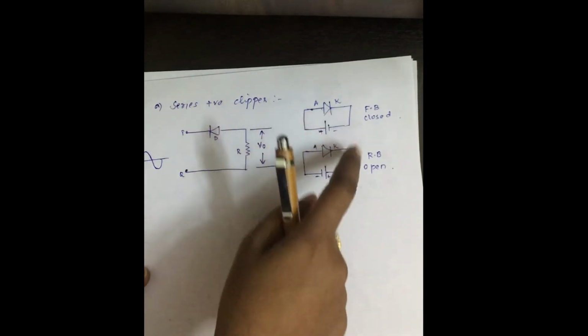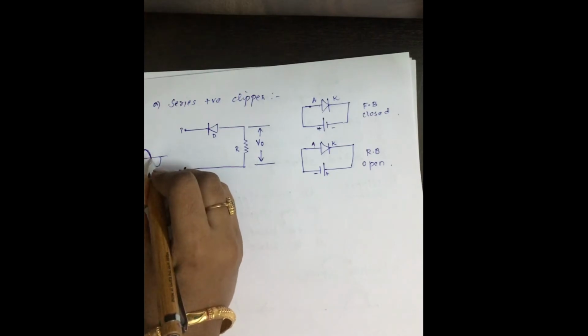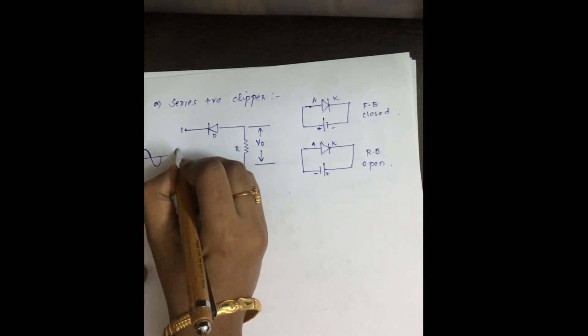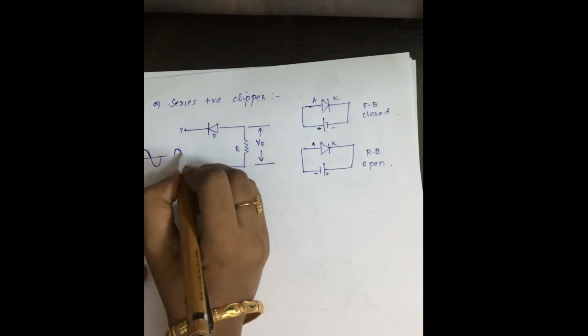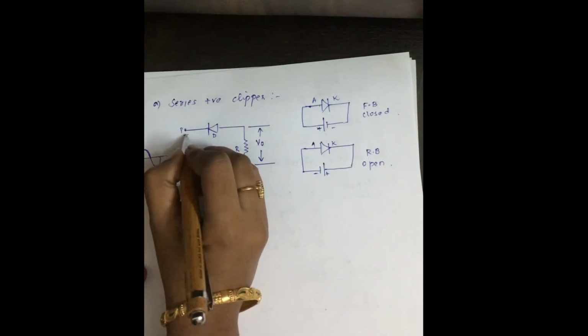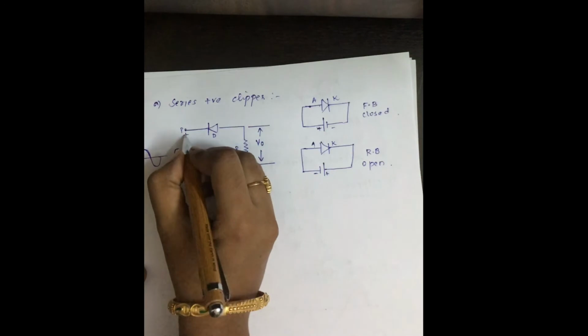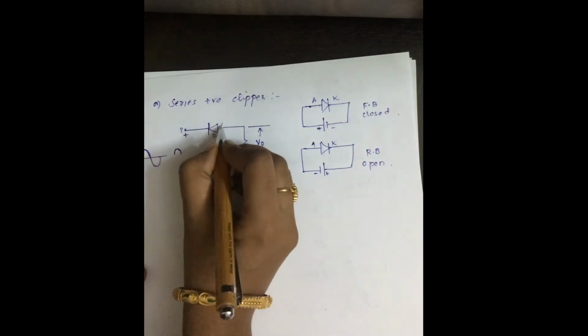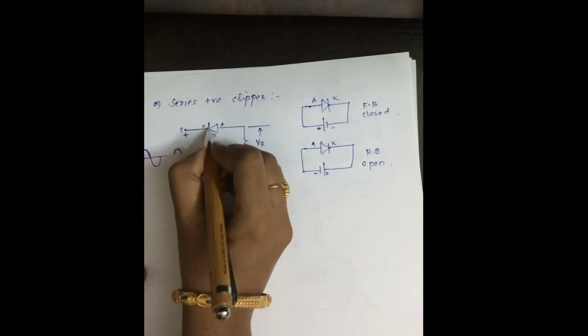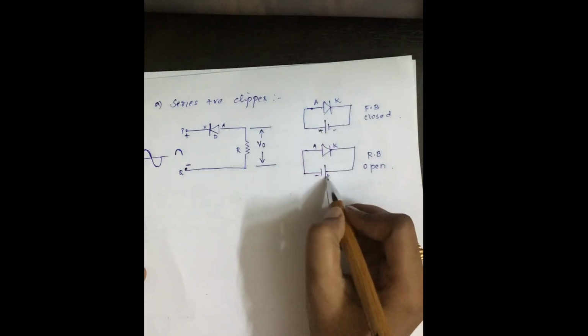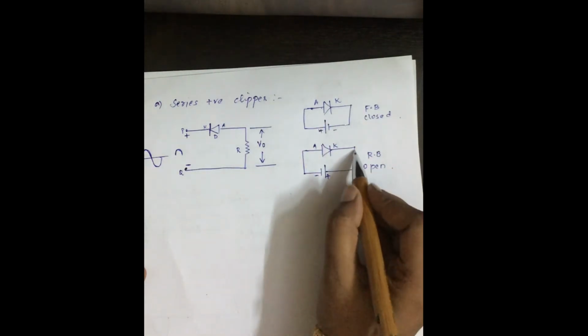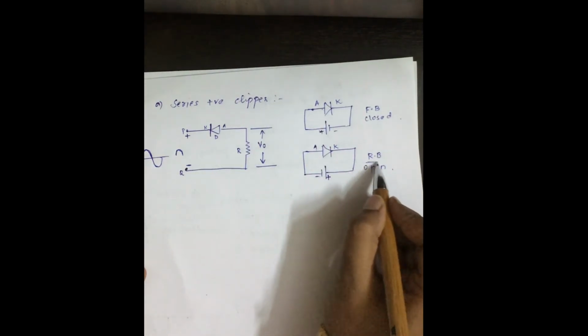Just remember this concept. See, this is the positive half cycle you are applying first. Let's see for the positive half cycle. When you apply a positive half cycle, P becomes positive and Q becomes negative. We are applying positive to the cathode, and applying positive to the cathode is reverse bias.